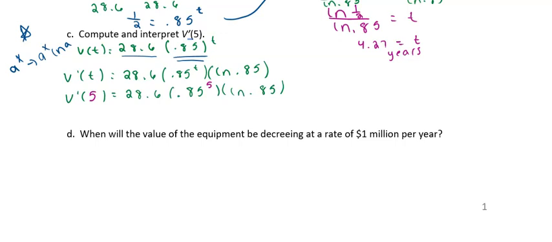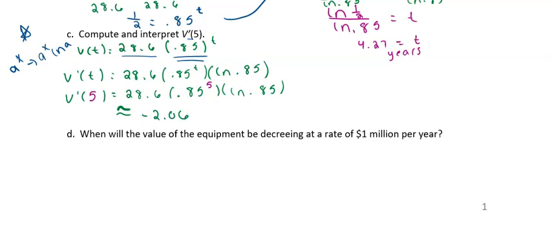Typing it in gets kind of tricky, so double check when you type it in, make sure you're typing it in correctly. You're going to need to use some parentheses. So you would type 28.6, then put it in parentheses, 0.85 raised to the 5th. You'll have to use your exponent key that looks like this. Sometimes it's a key that looks like this, depending on what calculator you have. And then you'll need to have your natural log and your 0.85. When you type it all in and equal it out, it should be approximately negative 2.06.